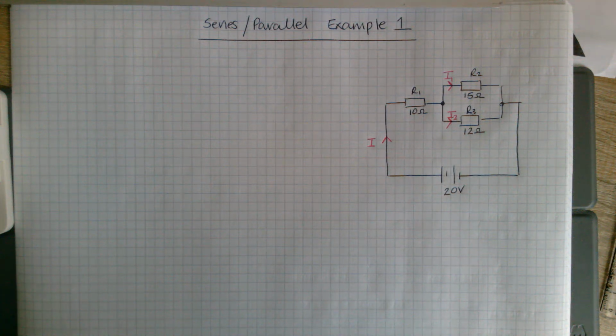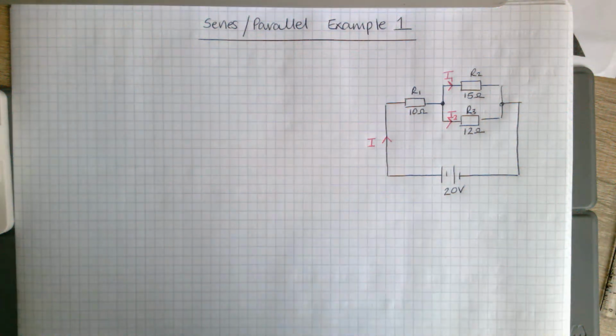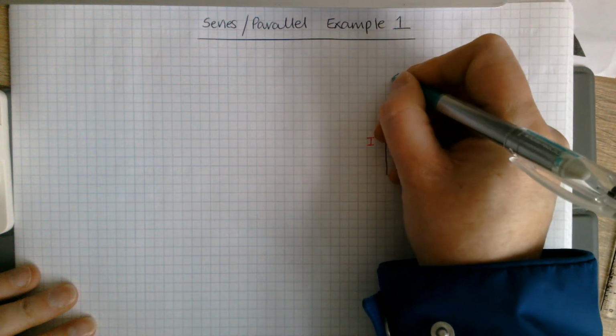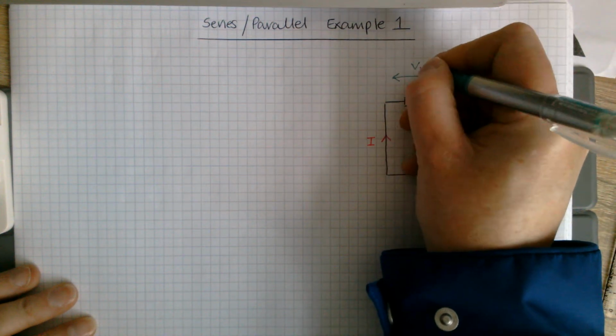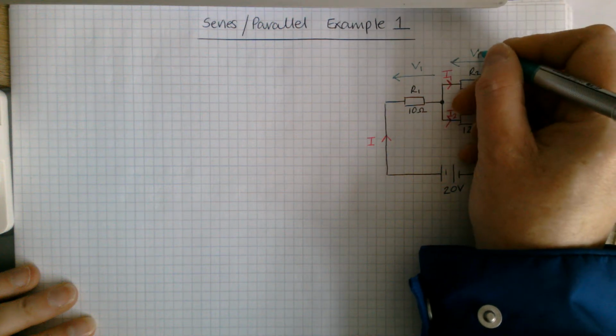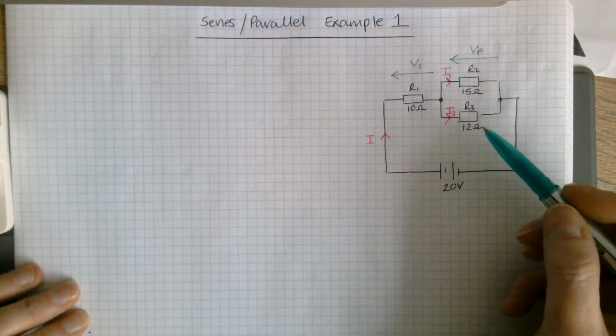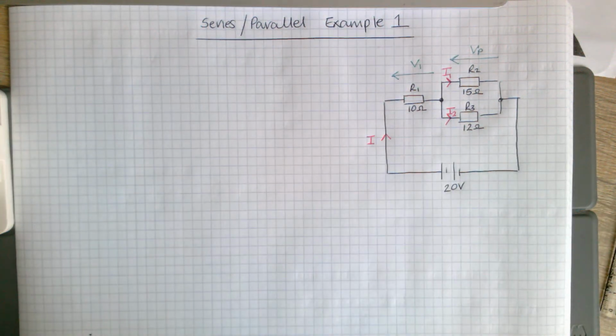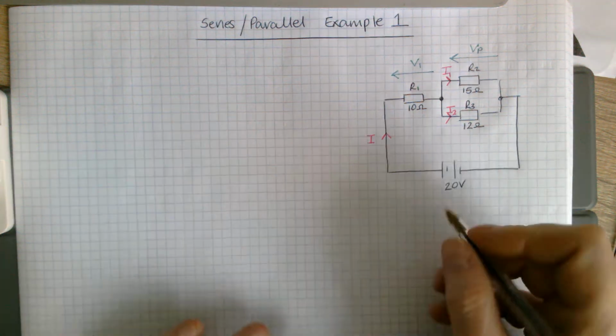So the voltage will split across those R1 and your RP, if you like. You'll have a voltage across here, V1, and a voltage across here, VP. And because R2 and R3 are in parallel, the voltage across each of them will be the same. The first thing I think it'd be a good idea to do would be to draw an equivalent circuit for this.